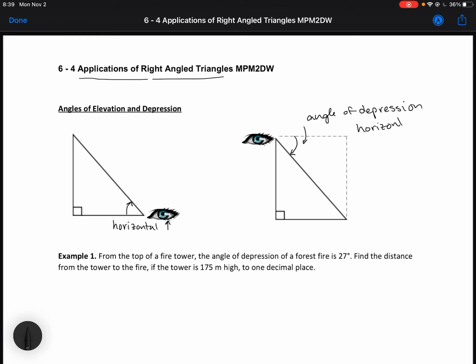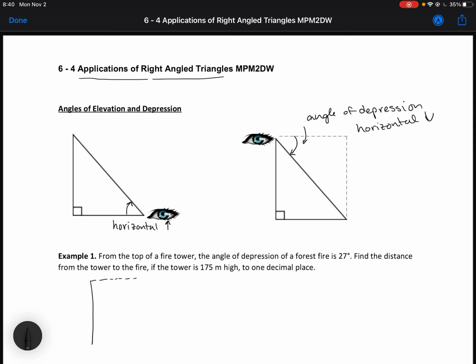So this is the angle of depression, and it's measured from the horizontal down. These terms show up in word problems, and you need to be able to put them into the appropriate place in the triangle. The first example: from the top of a fire tower, the angle of depression of a forest fire is 27 degrees. Find the distance from the tower to the fire if the tower is 175 meters high.